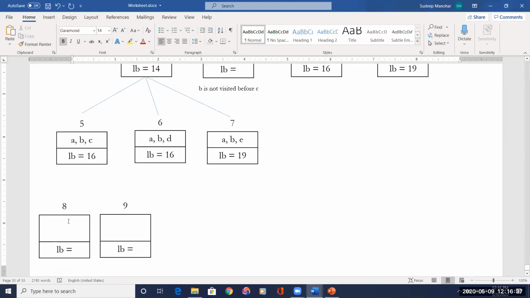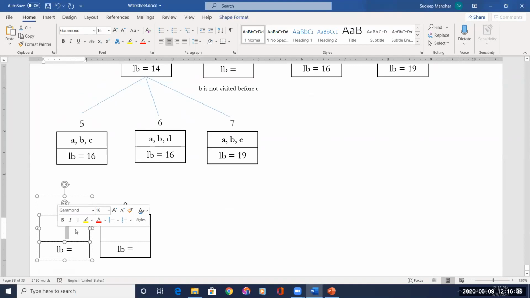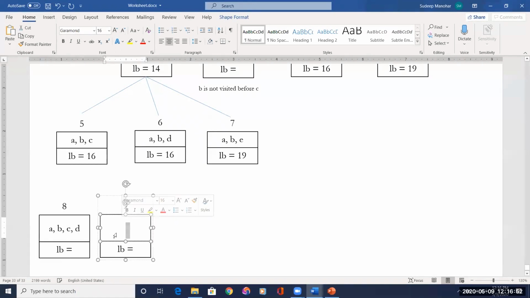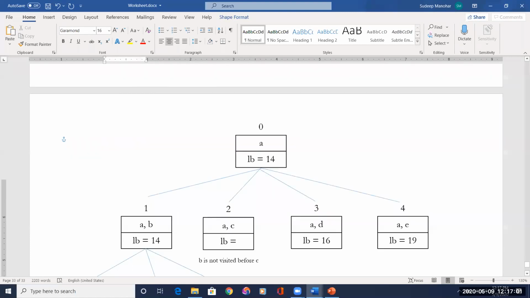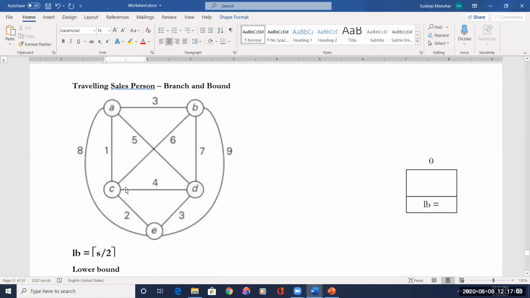I'll continue this now. We have to calculate for 8. So what is the path? A, B, comma C. That is from previous one. A to B, B to C. Now what is the remaining? From C to D is one option. And the other option is to E. From C to E. You can see this from the diagram. From C to D is one option. From C to E is one more option.